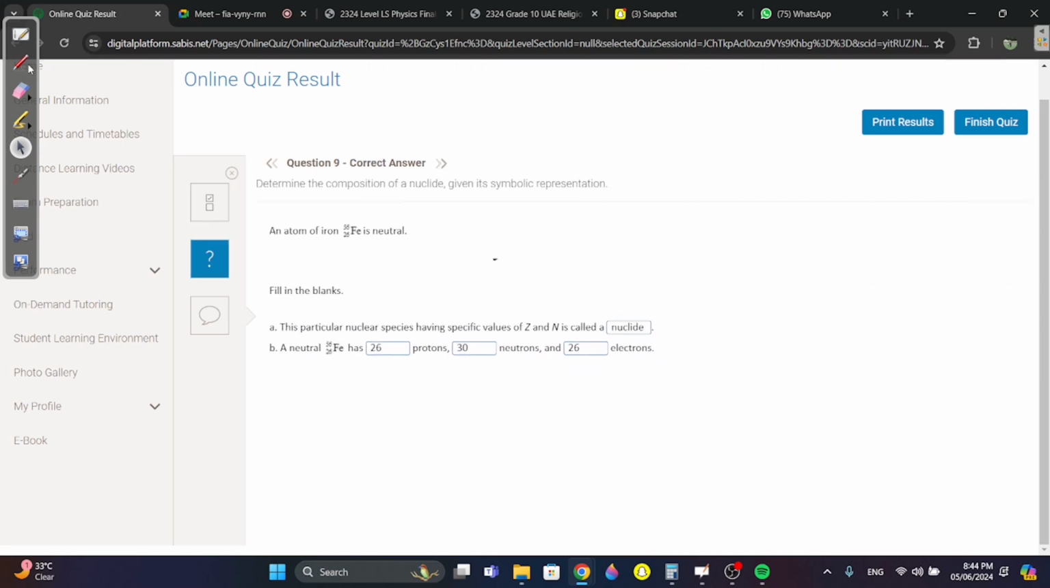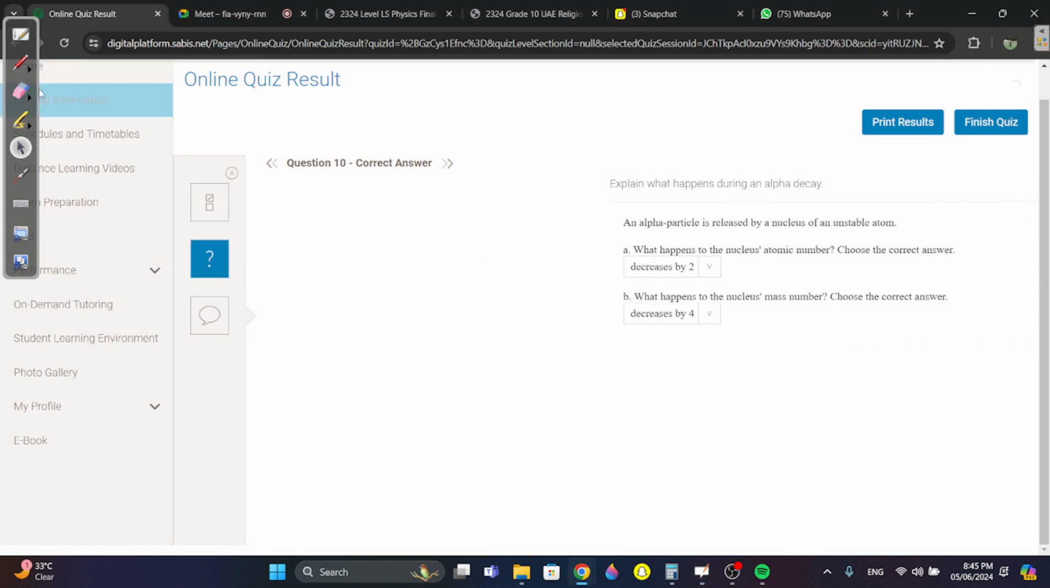Question 9. Okay, this is easy. Any nuclear species that has a specific value of Z and N is called a nuclide. It actually could come as typing. How many protons, neutrons, electrons? I'm gonna skip this, just look at them. 26 protons. Subtract 56 minus 26, you get 30 neutrons. Electrons is the same as the protons.